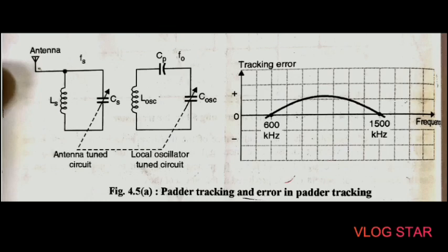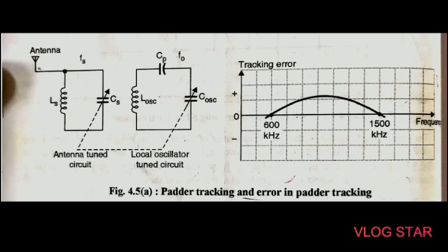For this reason the capacitors in the various tuned circuits are ganged, that means they are mechanically coupled to each other. Due to this arrangement, it is possible to use only one tuning control to vary the tuning capacitors simultaneously. It is just because of the gang capacitor.